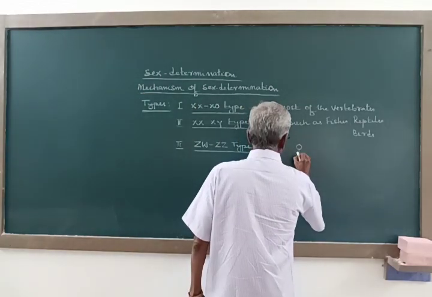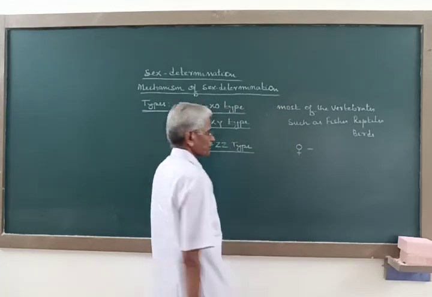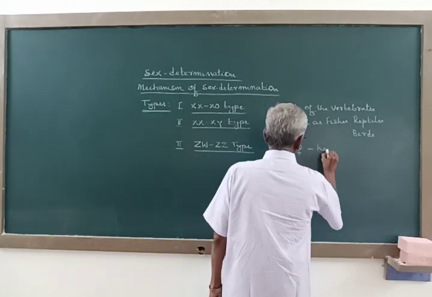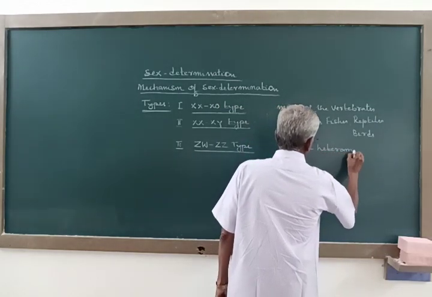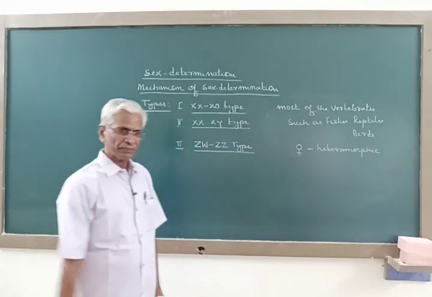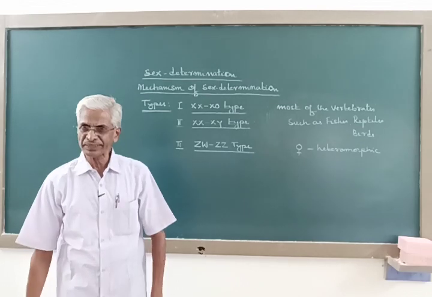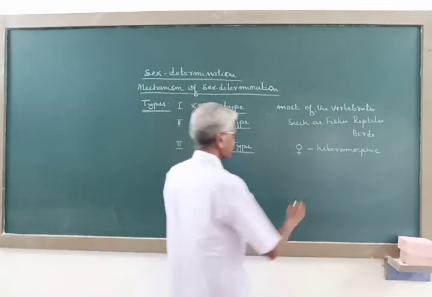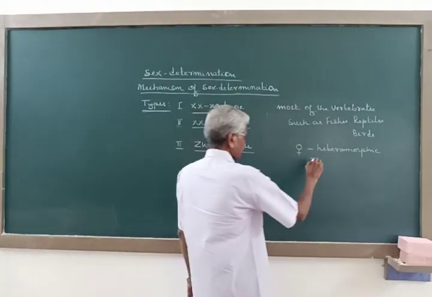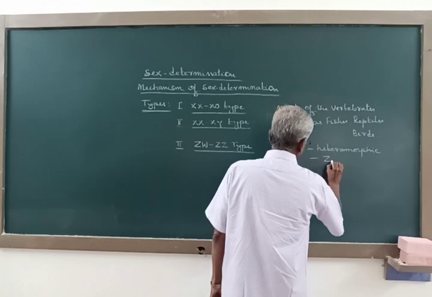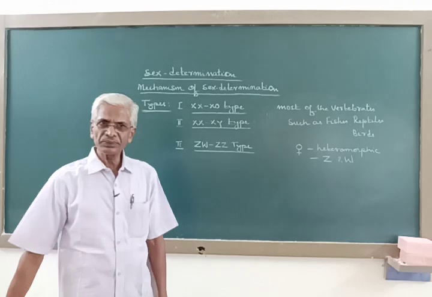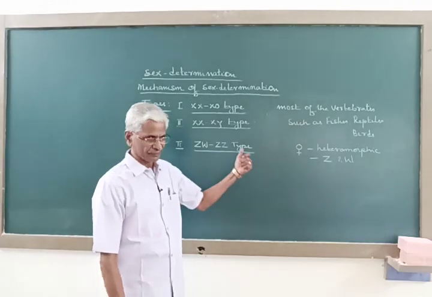Now in this case, the females have heteromorphic sex chromosomes, that is dissimilar sex chromosomes. And here the sex chromosomal pair are denoted as Z and W. Z and W, these are the two sex chromosomes here.